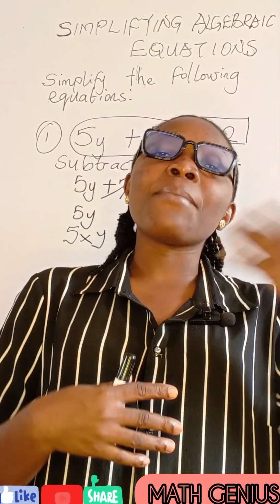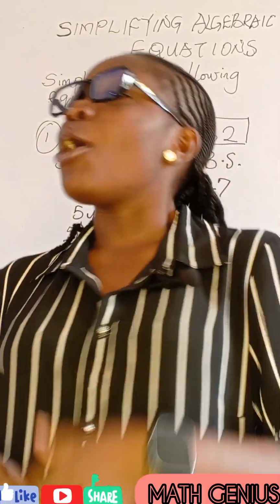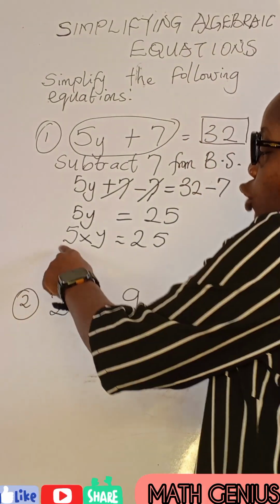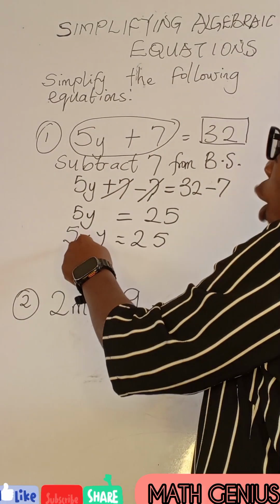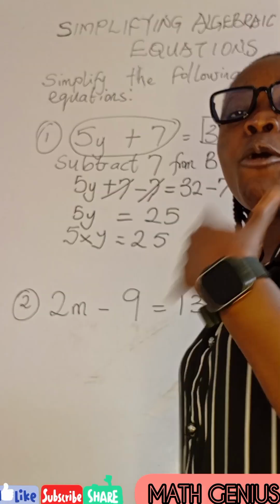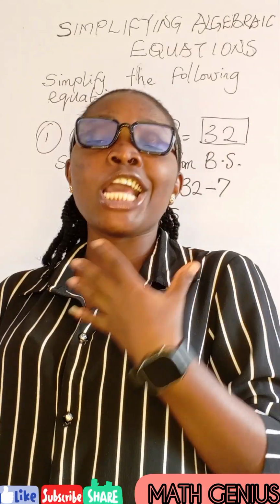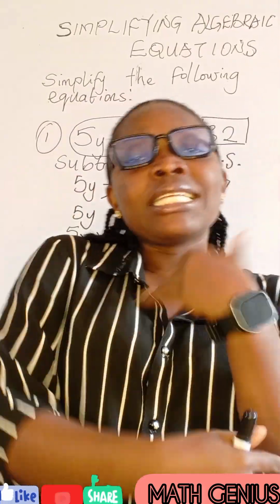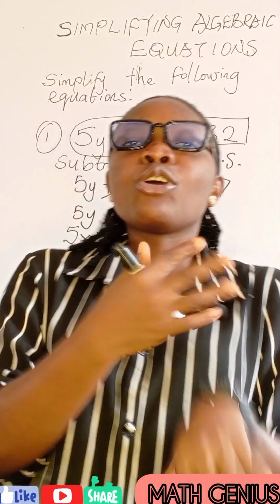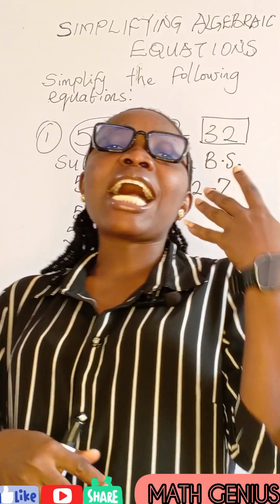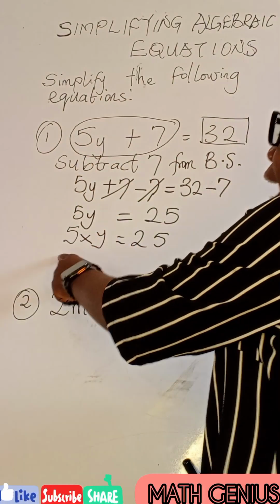What this means is that we make y to be alone. But we have something close to y, which is 5, and we have an operation, times. Now for us to make y alone, we have to also eliminate 5. We have to also remove 5. And that will be possible if we divide both sides.